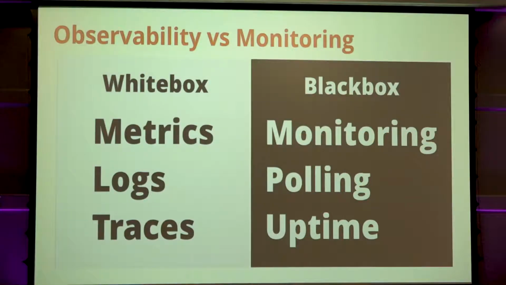I mentioned white box and black box earlier. White box is really observability type of techniques where we're looking at things that help us understand the state of the various components and the system as a whole. We're looking at metrics, we're looking at logs, we're looking at traces. Black box is your traditional monitoring, your polling, your uptime. I have too much CPU usage on those boxes, or too much memory, I need to add another box, or I need to upscale the box.